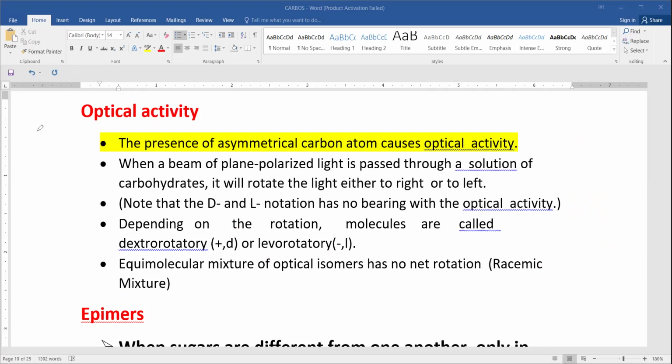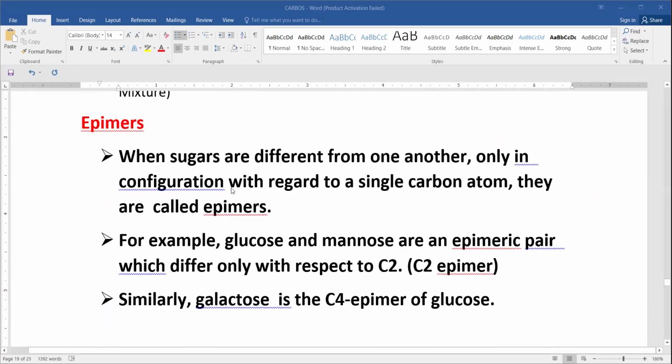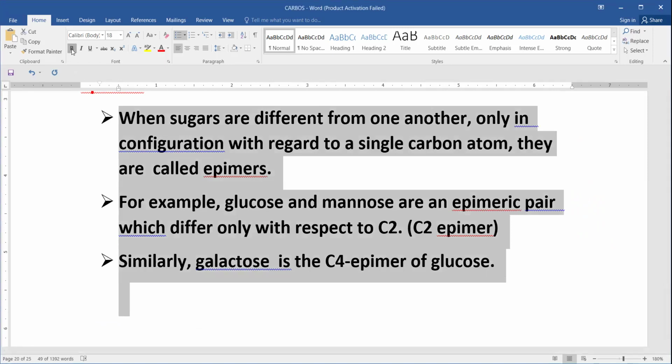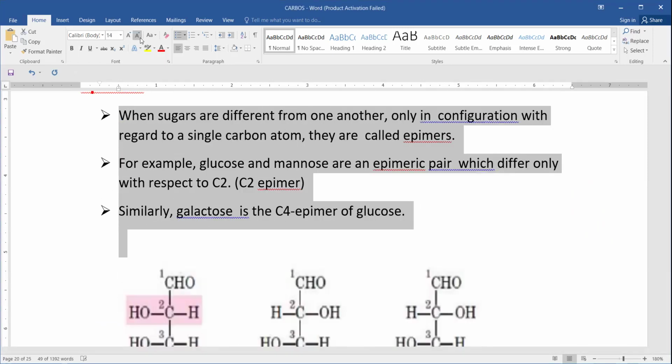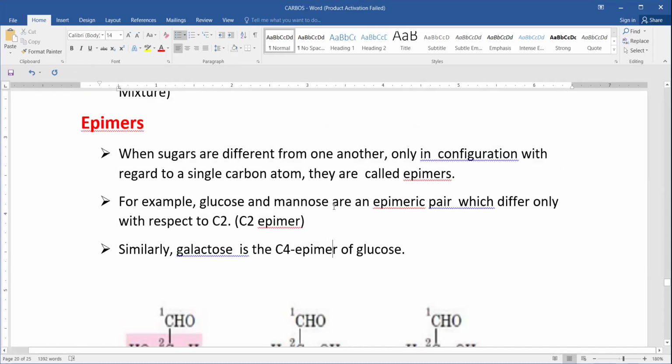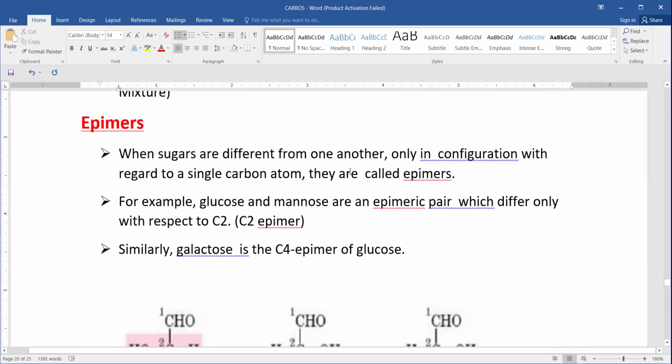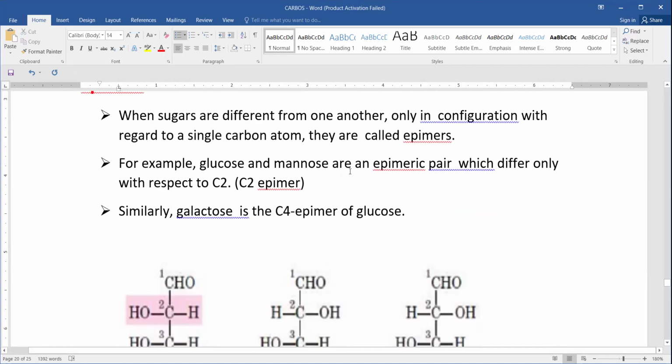Okay. So this is the most important topic in carbohydrates, that is about the epimers. What are epimers? When sugars or monosaccharides are different from one another only in configuration with regard to a single carbon atom, they are called epimers.